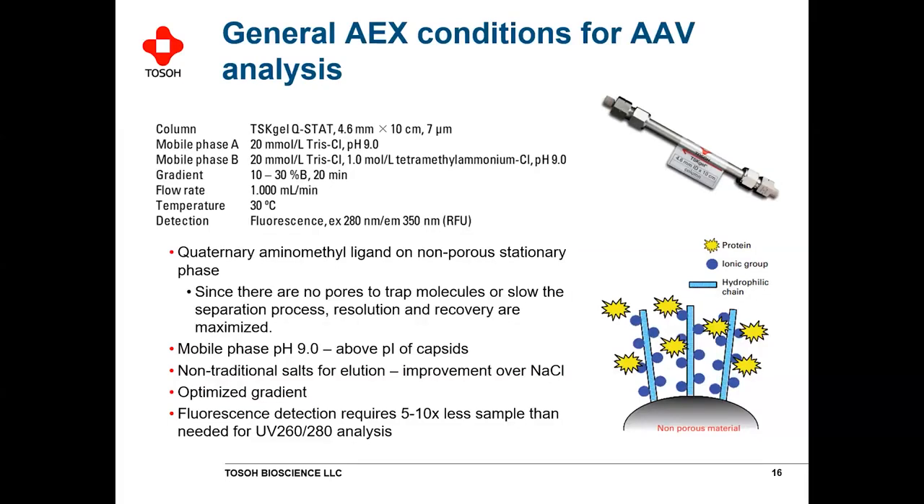I'm also going to show you how we use a mobile phase with pH 9, which is above the pI of the capsid, so it sticks to our resin nice and good. We have also investigated several salts, including some non-traditional salts, which offer improvements over sodium chloride. And we have optimized gradients to give you really good resolution, and how we can use fluorescence detection to minimize our sample needs.